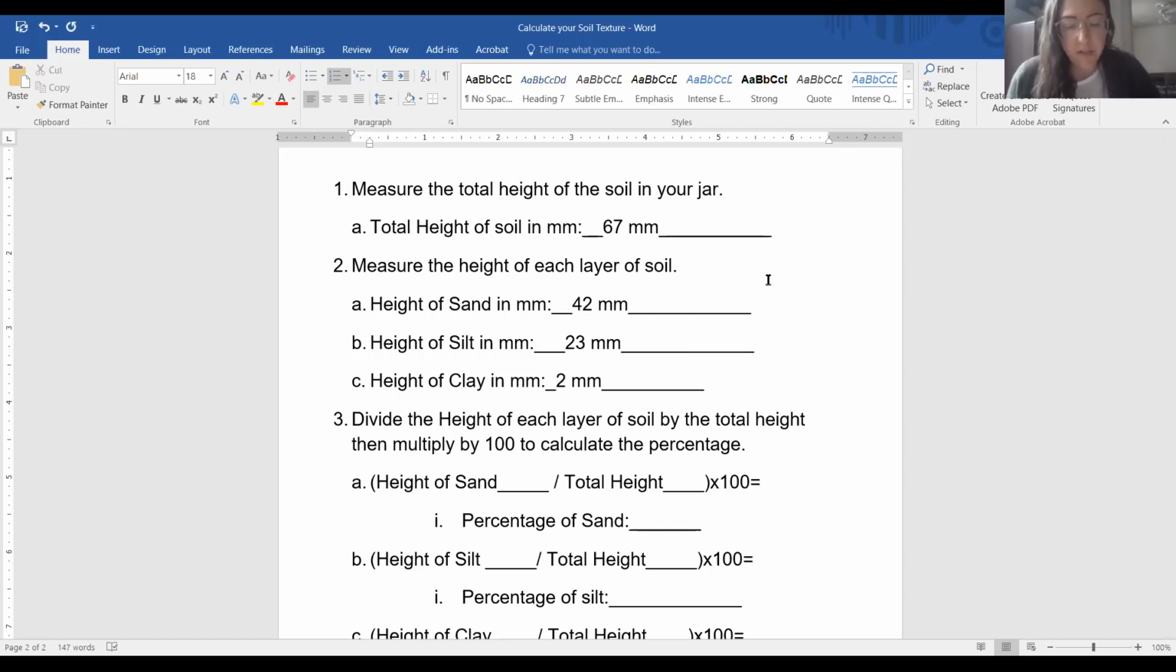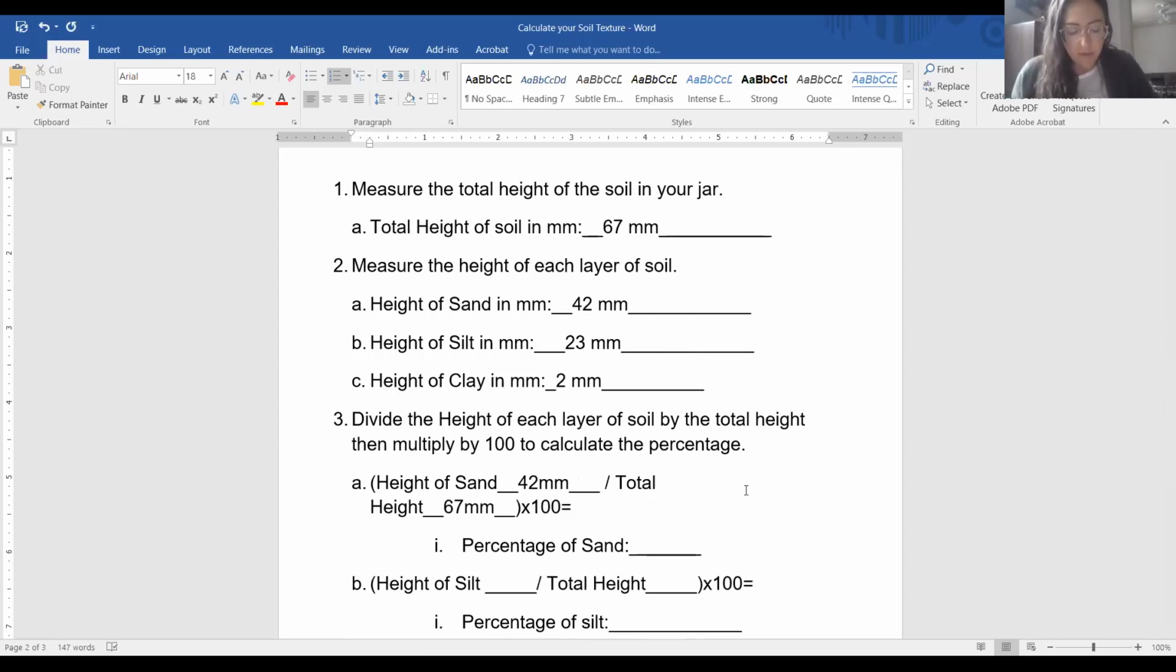So now let's calculate our percentages. So we take the height of our sand layer, we're moving down to 3A, and that was 42. And we're going to divide that by the total height of 67, and then multiply that by 100. And so when I did that calculation, I got that 63% is my sand percentage.